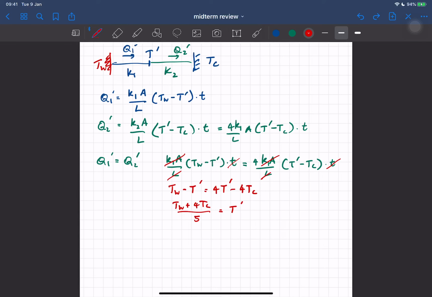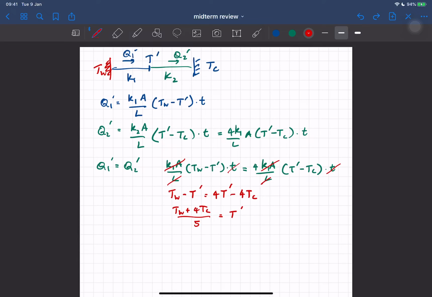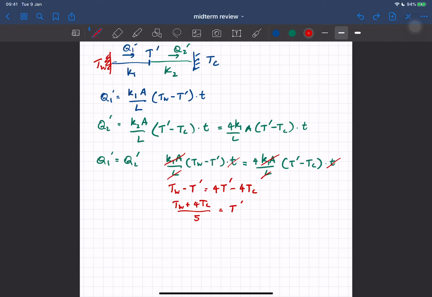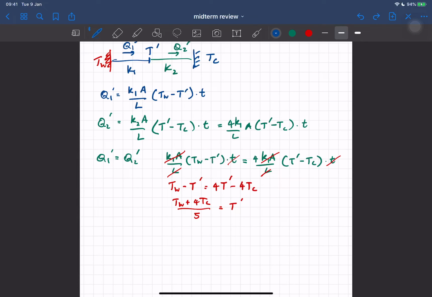So we have finished the hard part, because in the end, what do we want? We want exactly how much is Q1 prime, right? So we can either use Q1 prime or Q2 prime to calculate Q. That's going to be the same, right? And then you just substitute T prime in this equation. So we're going to use Q1 prime, and substitute T prime into this equation, right?